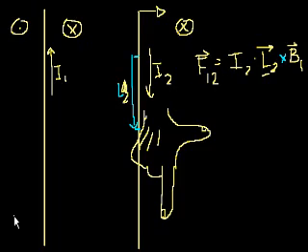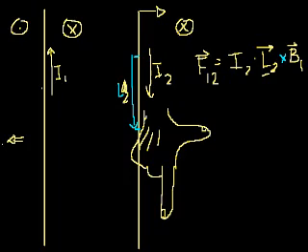And if you don't believe me, you might want to try it yourself, but the force on wire 1, or some length of wire 1, caused by the magnetic field due to current 2 is also going to be outwards. So, for a little bit of intuition, if the currents are going in the same direction, they will attract, and if the currents are going in opposite directions, they will repel each other.